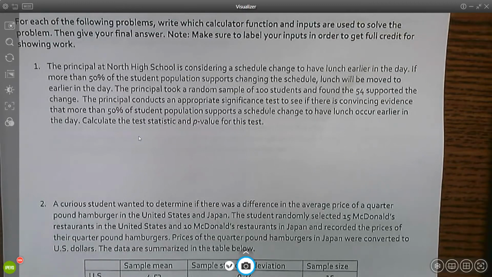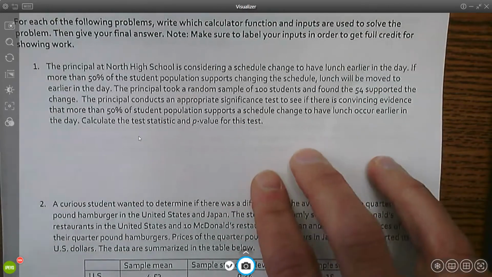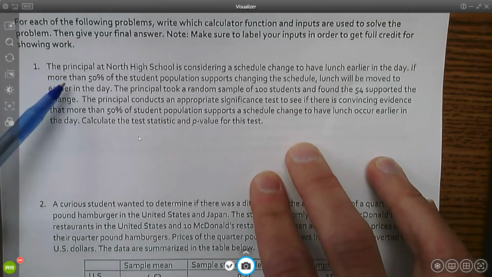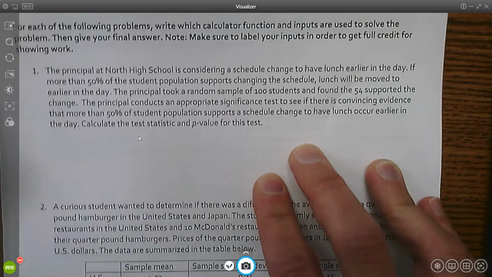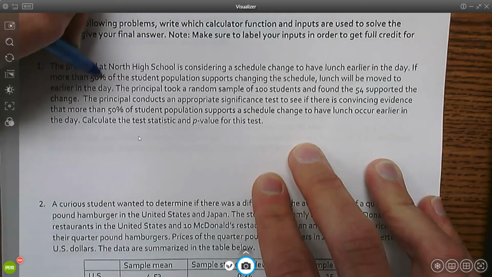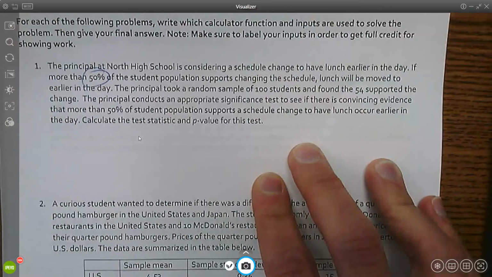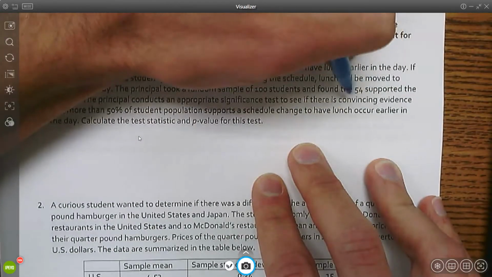All right, I'm going to go through and show you how to do this assignment using the calculator features that I talked about in the previous video. So part of this is understanding what kind of test it is, and the calculator can actually help you with that. So more than 50%, found that 54 out of 100.